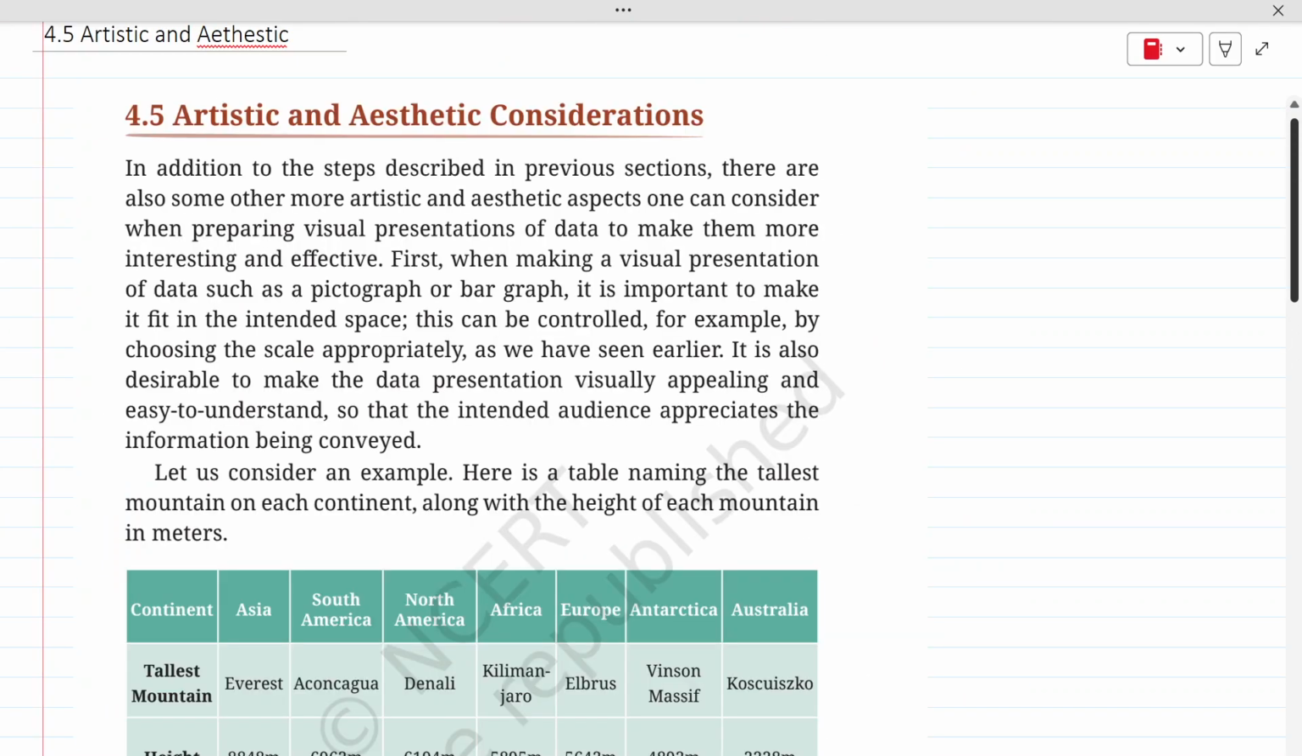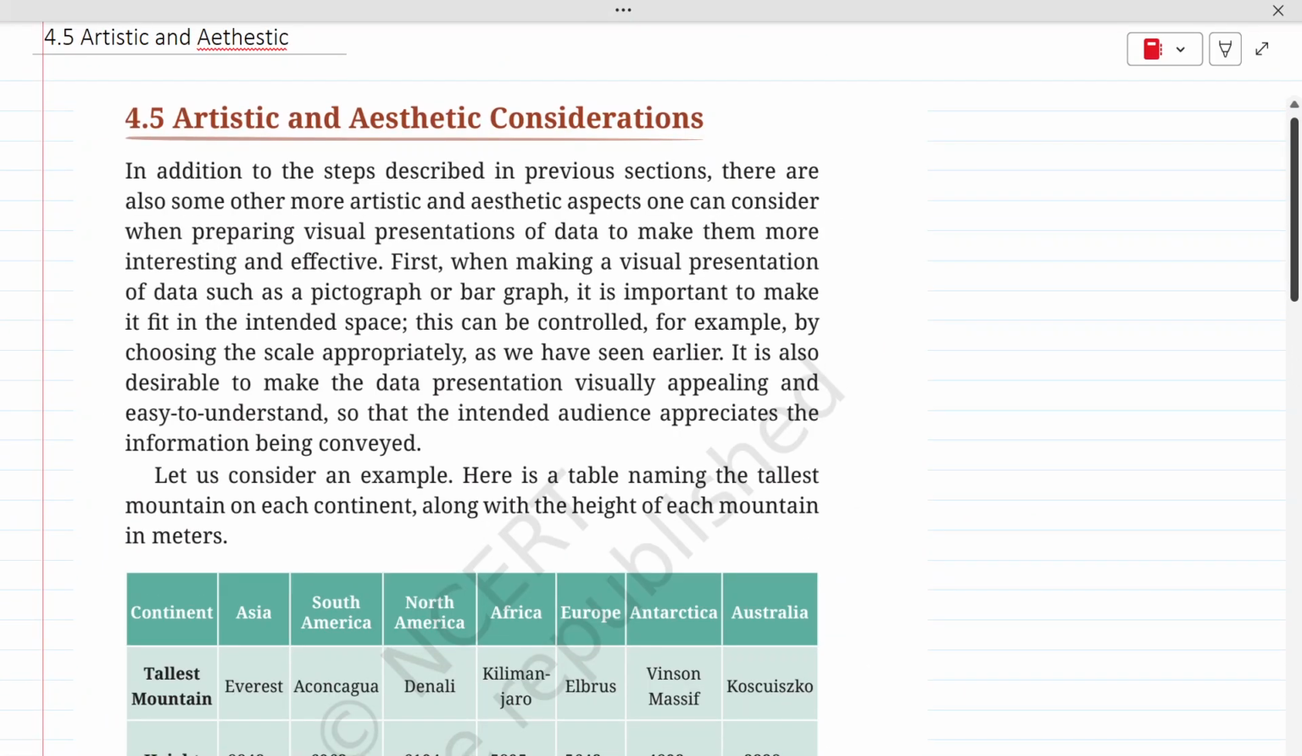So kids, the next topic which we have here is artistic and aesthetic considerations. In addition to the steps described in the previous sections, there are also some other artistic and aesthetic aspects one can consider when preparing visual presentation of data to make them more interesting and effective. First, when making a visual presentation of data such as a pictograph or bar graph, it is important to make it fit in the intended space. This can be controlled by choosing the scale appropriately.